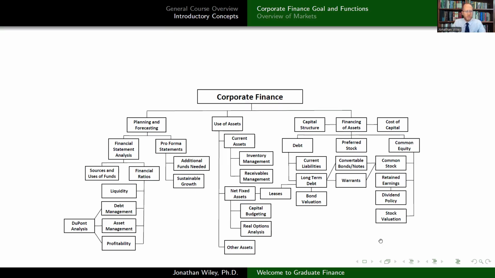And then, of course, you get to all kinds of other assets. You basically just want to make sure you're using those efficiently and effectively and that they actually are productive and beneficial and so forth. Now, you can also look over at the financing of assets.